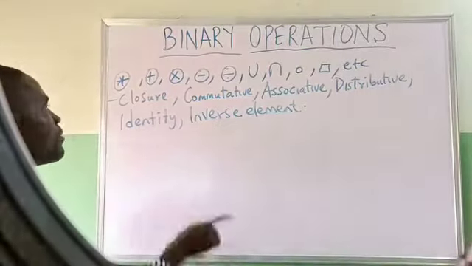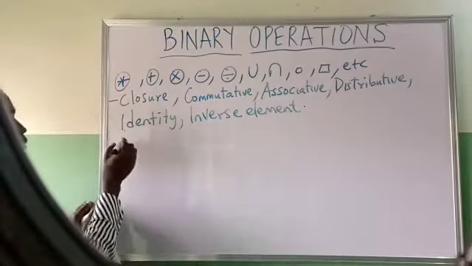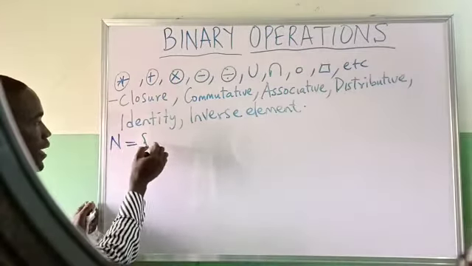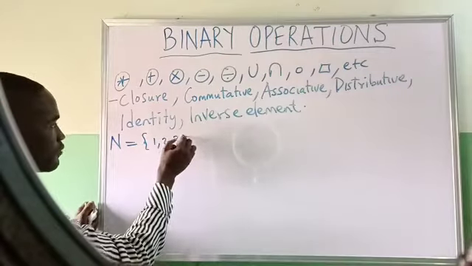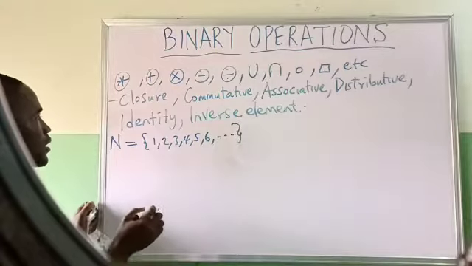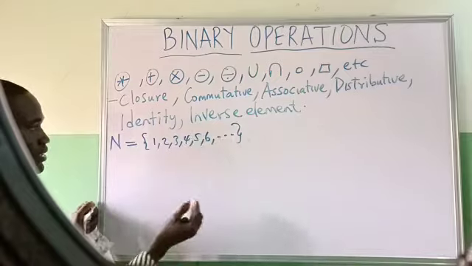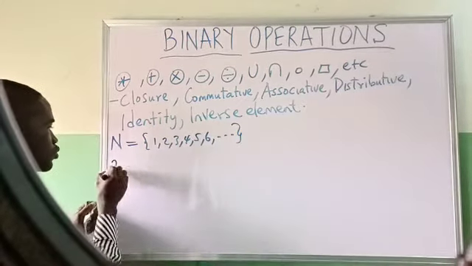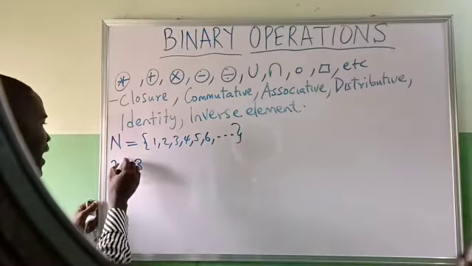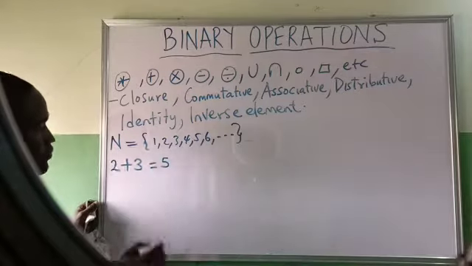Now, what do we mean by closure property? Let's understand it with an example. Let us take N to be the set of natural numbers: 1, 2, 3, 4, 5, 6, and so on. Now you pick two numbers from the set of natural numbers. Let's say we pick 2 and we pick 3. We combine them with the binary operation plus and it gives you 5.